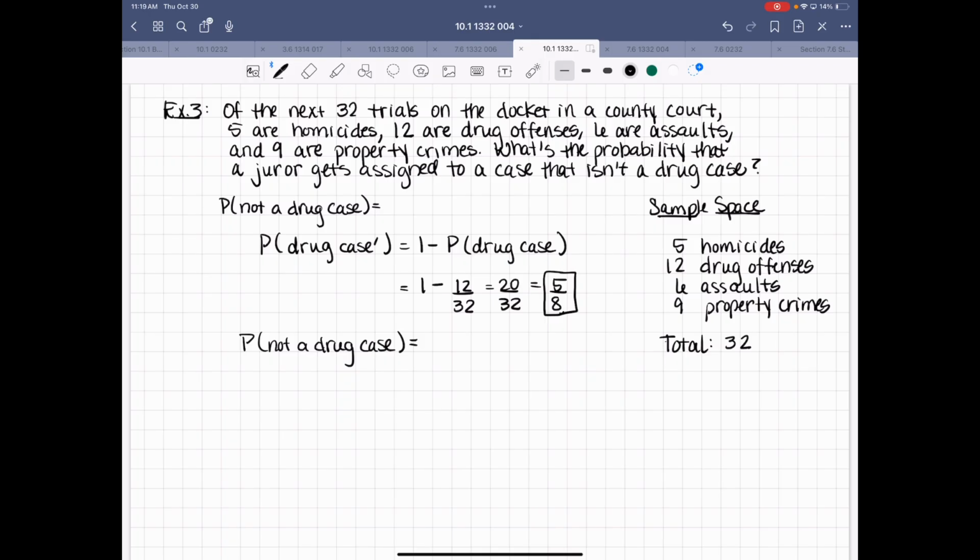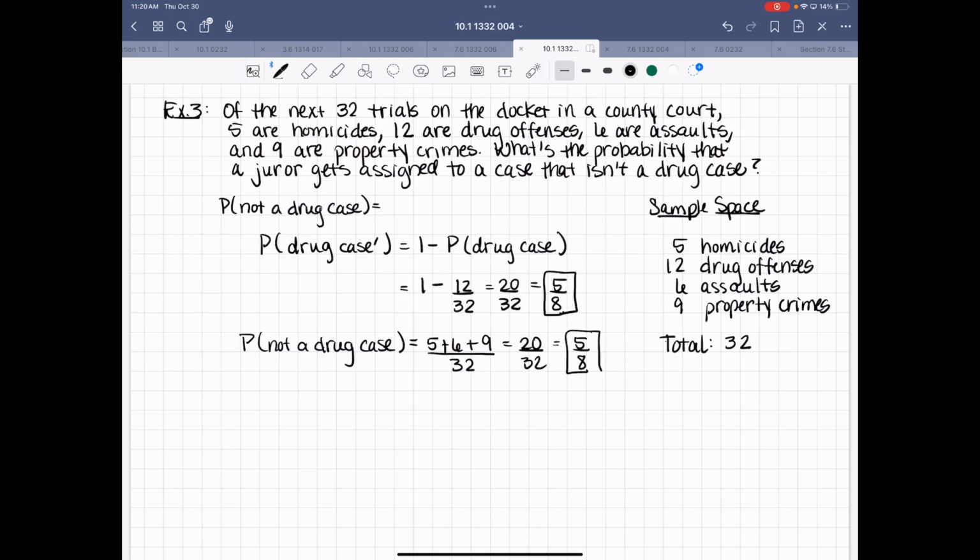Well, there's 5 homicides, right? That's not a drug case. Plus there's 6 assaults, plus there's 9 property crimes, all out of 32. 5 plus 6 plus 9 is 20. There's 20 cases. Guys, if there's 12 drug offenses out of 32, there's 20 that aren't drug offenses, okay? 20 over 32, and that does give you 5 over 8.